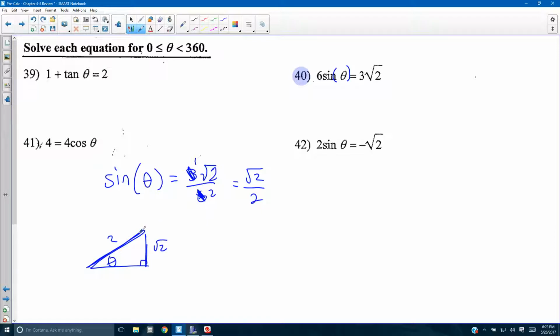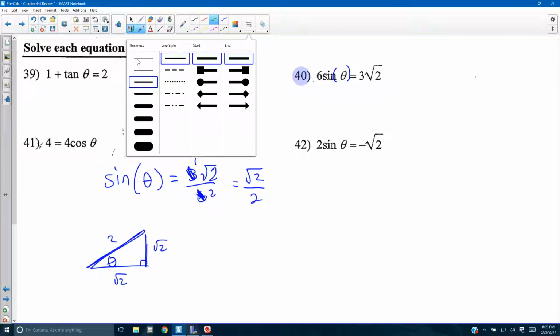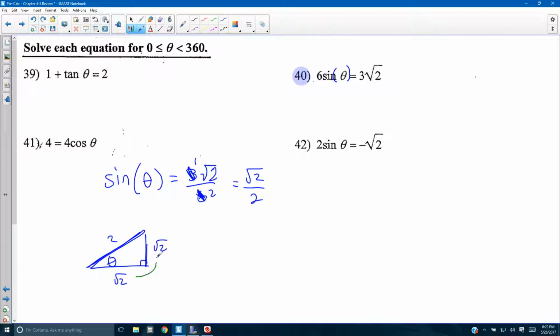Here are some things you can do. Number one, you can use the Pythagorean theorem to figure out what this length is here. If you use the Pythagorean theorem, you'll find out that answer is root 2. In which case, you might be able to find a connection here. Hey, these are the same, which means I'd have to multiply by 1 to get from one to the other.